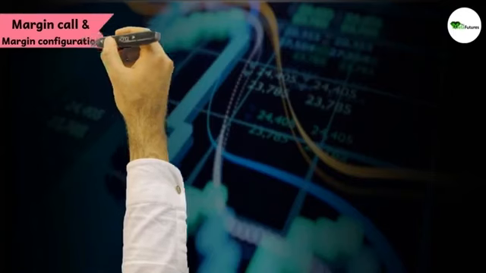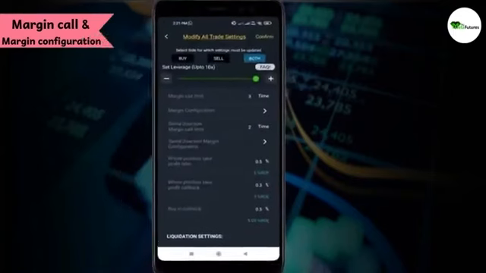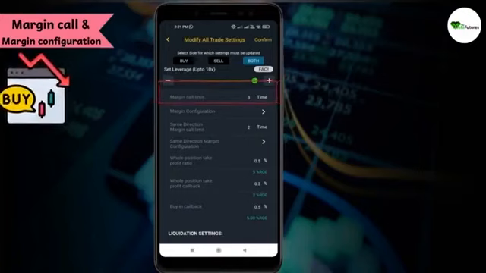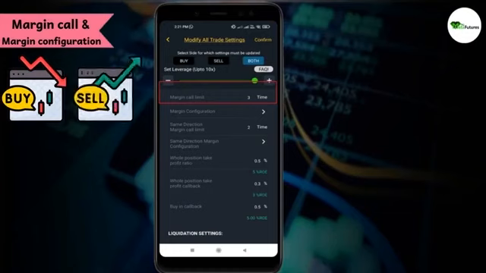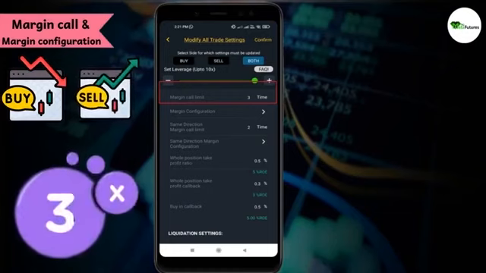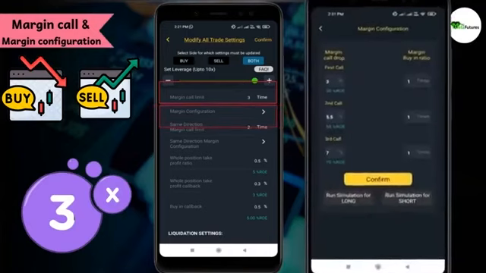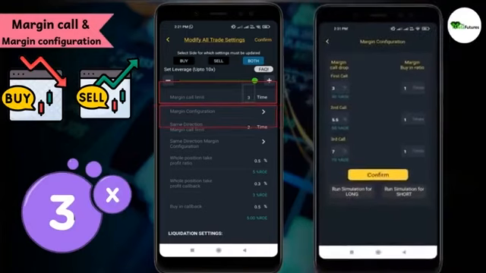Let's talk about margin call limit and margin configuration. The margin call limit is used for averaging. You can buy or sell the same trade with a higher or lower amount to decrease the loss percent. The margin call limit determines how many times the bot will buy or sell a particular trade. As I have entered 3 in margin call limit, the bot will buy or sell a trade 3 times. To understand the margin call limit properly, let's talk about margin configuration. Friends, as much value as you enter here, the same number of calls will display in margin configuration.